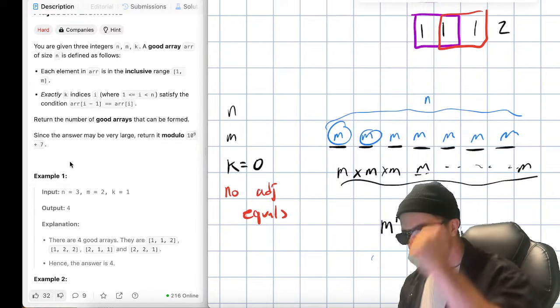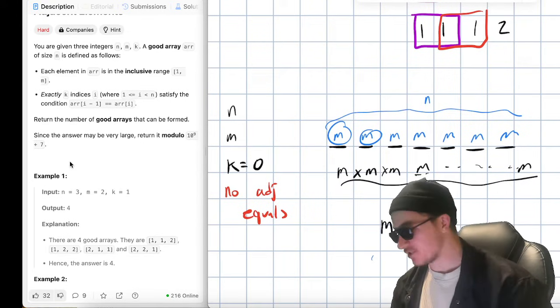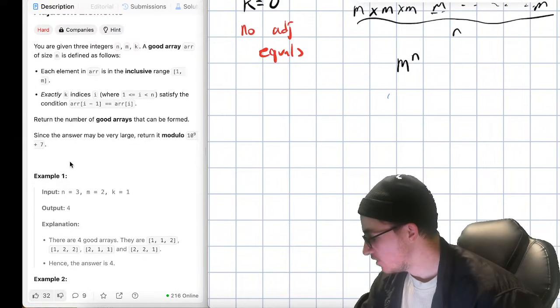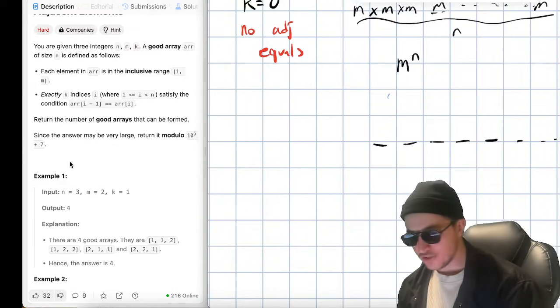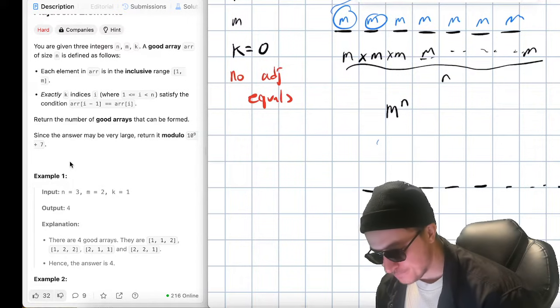How many adjacent elements are equal? That's k. And what is k? 0. So 0 adjacent elements are equal. So what would that look like? Well, let's draw this out again. So we have n elements, 2, 3. Why am I counting? Well, it's the general n. Who knows? I'm a very strange person. Okay. And let's say k equals 0.